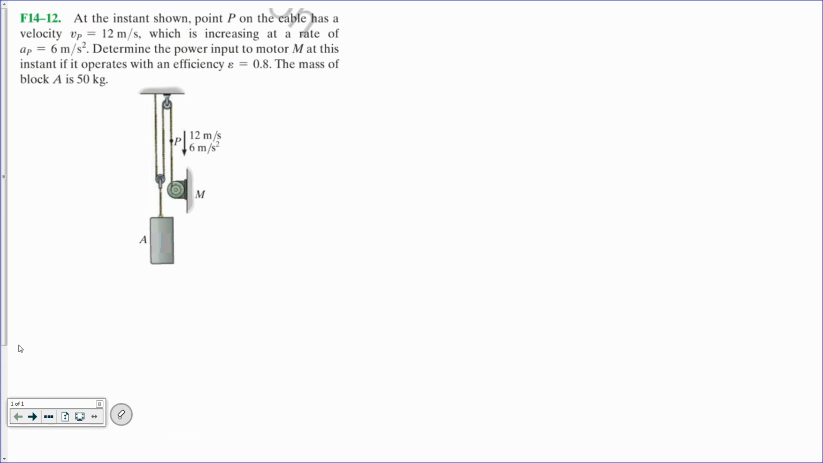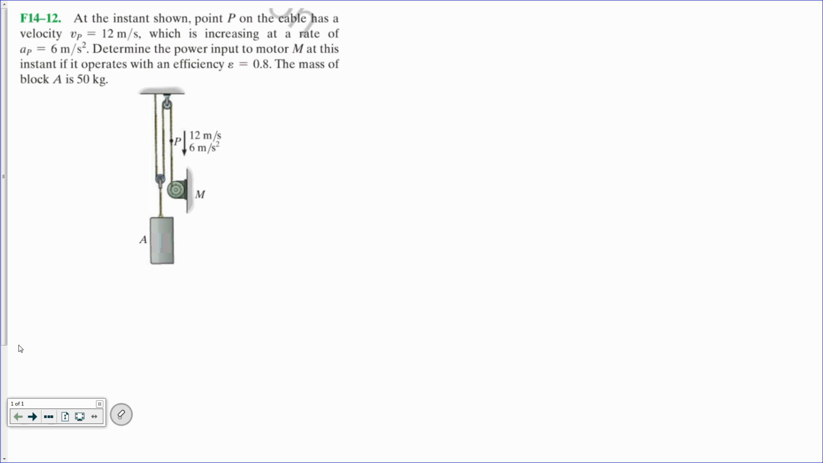Here's the final problem in the fundamental section for power and efficiency. This is a nice problem because it incorporates several different sections. In order to solve this, you need to understand things from chapter 12 and from chapter 13. Let's see how it goes.